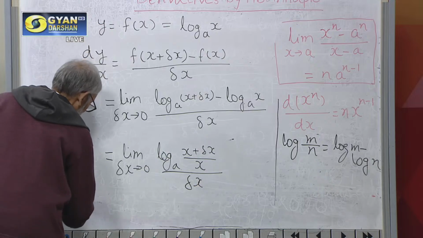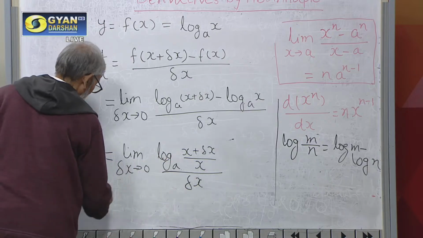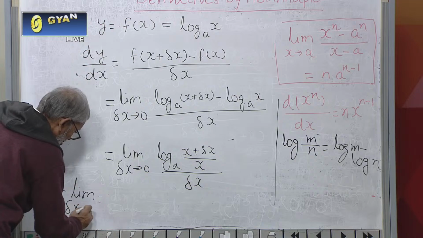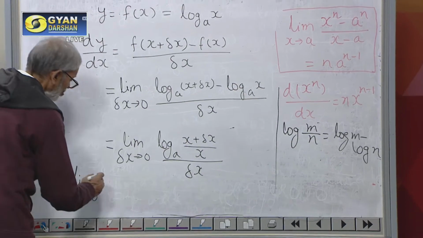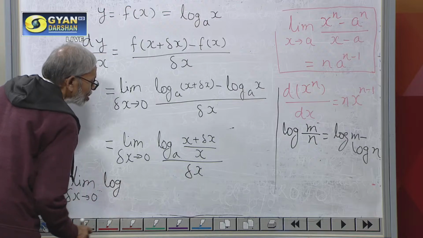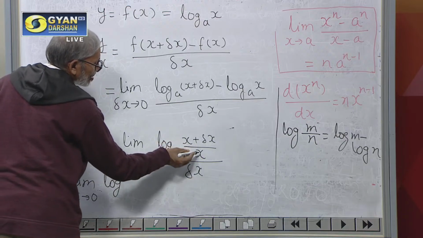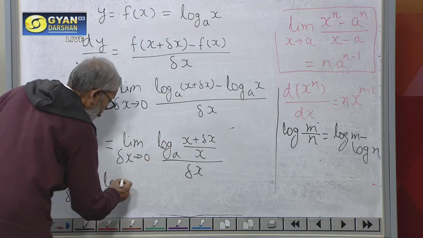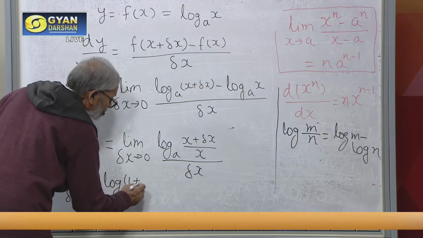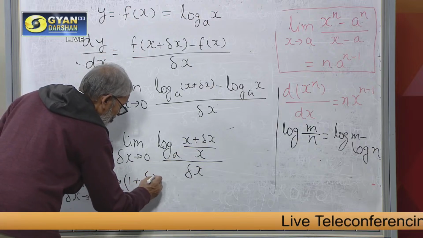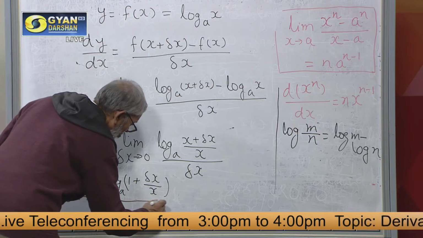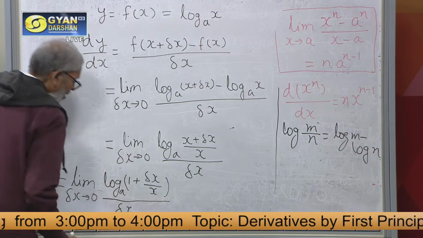So now this expression will be equal to limit delta x tends to 0, and this will be log, if we divide by x in both the terms, so it will be 1 plus delta x upon x, where a is the base, divided by delta x.